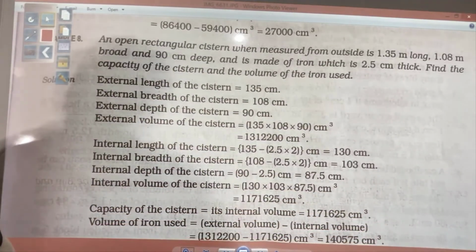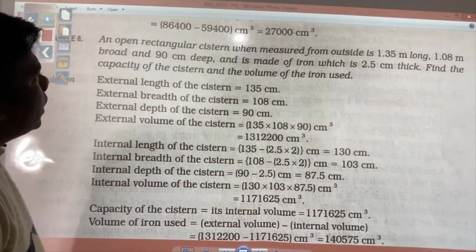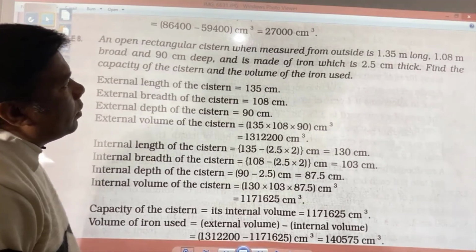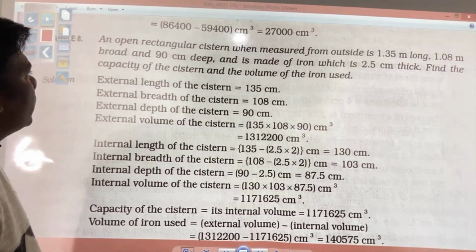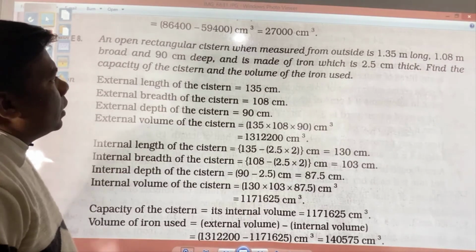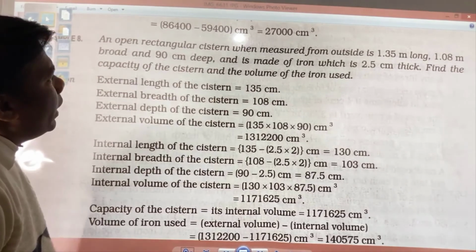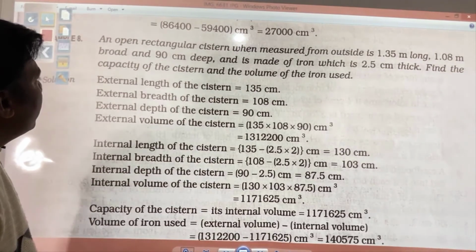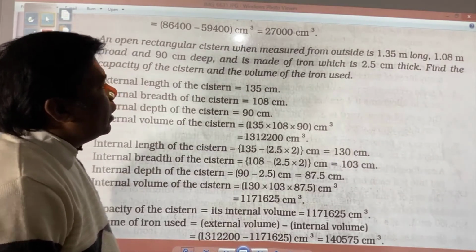Then we have question number 8. An open rectangular cistern, when measured from outside, is 1.35 meter long, 1.08 meter broad and 90 centimeter deep. Again here you see meter and centimeter have been used, and it is made of iron which is 2.5 centimeter thick. Find the capacity of the cistern and the volume of the iron used.